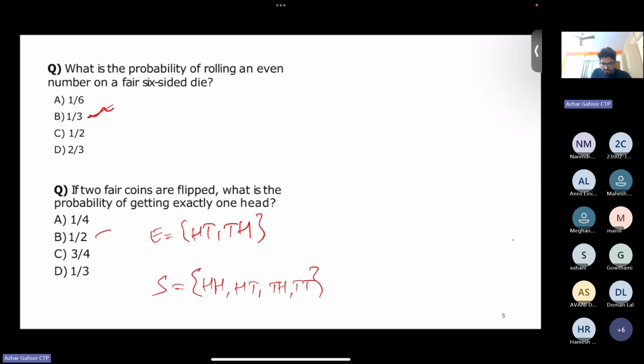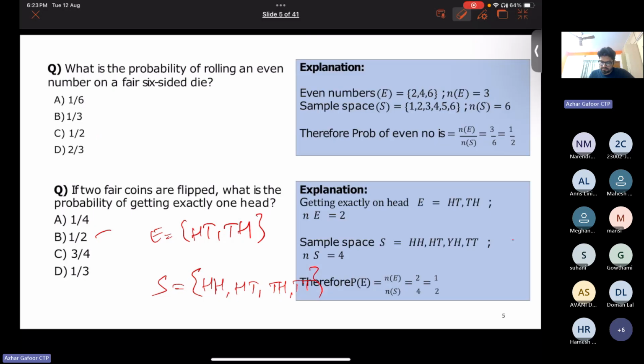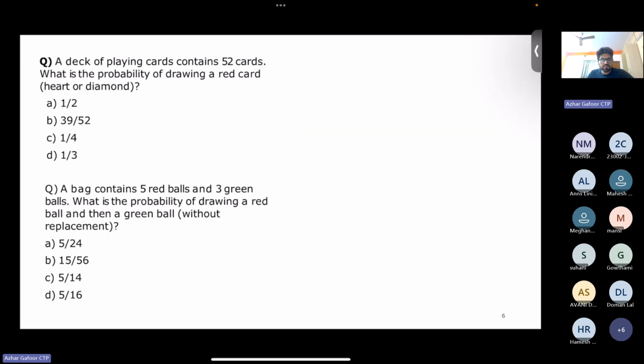So this was not 1/3, it was 1/2. Sorry. Okay. So here are the explanations. You can see that 1/2 and 1/2, both are 1/2. Now one more question for you.